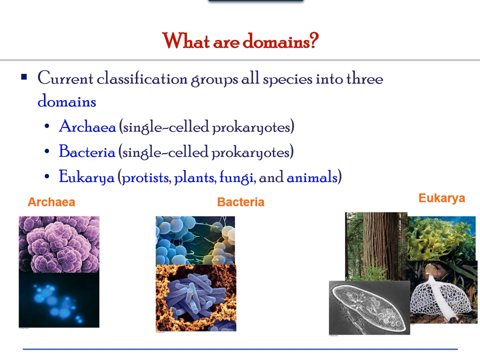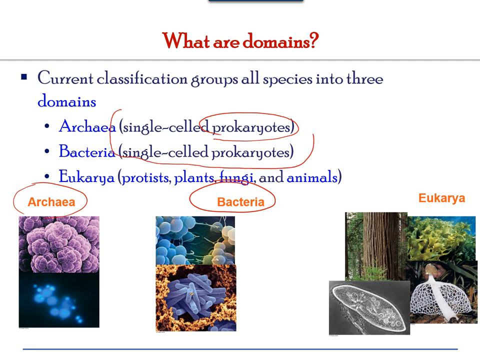Now let's look at the three domains that were introduced earlier. The archaea are single-celled organisms without nuclei and include many extremophiles that live in harsh environments like hot springs. The bacteria are quite another different group of single-celled organisms without nuclei. Both the archaea and the bacteria are prokaryotes, an informal name for cells without nuclei.